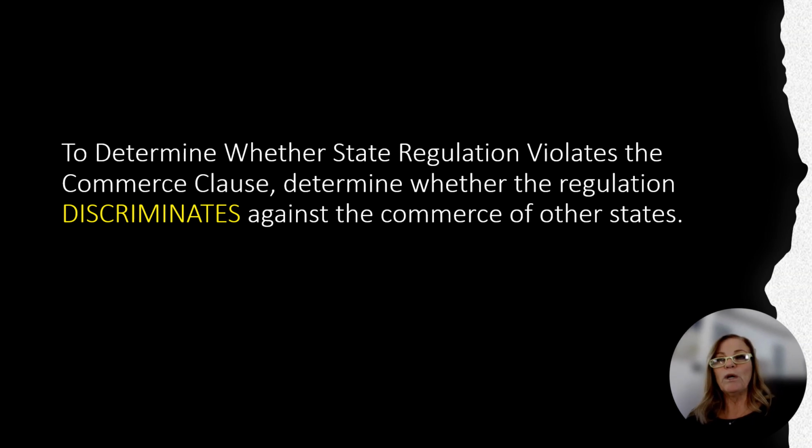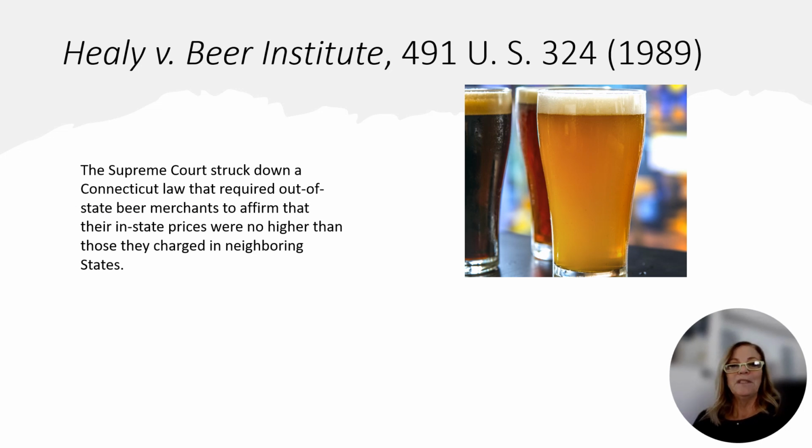So to determine whether the state regulation violates the Commerce Clause, we determine whether the regulation discriminates against the commerce of other states. Haley v. Beer. The Supreme Court struck down a Connecticut law because it required out-of-state beer merchants to affirm that their in-state prices were no higher than those they charged in neighboring states. Okay? So basically it was saying, well, you need to make sure that your in-state prices are no higher than you charge in other states.